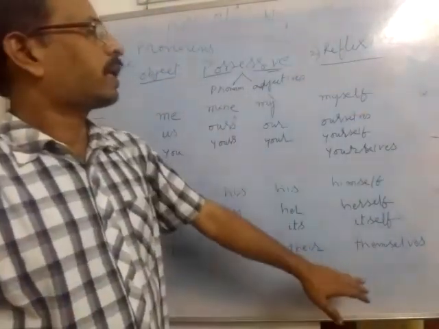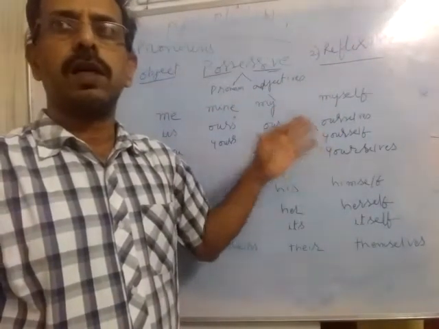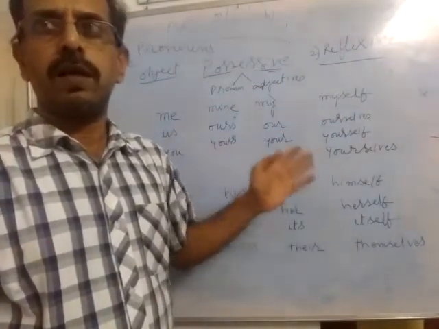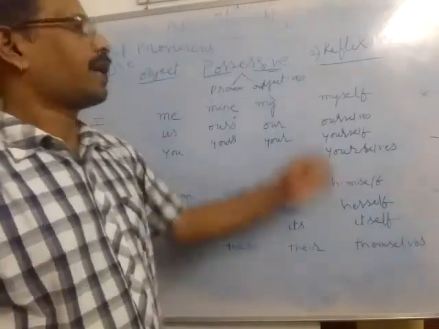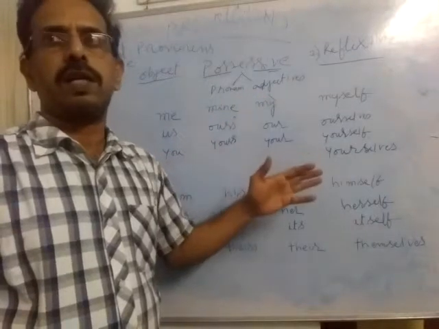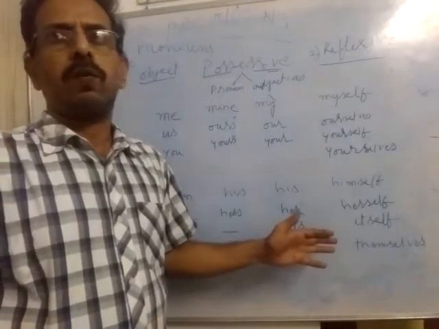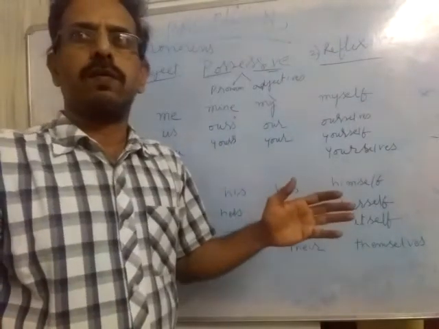So these are the reflexive pronouns: myself, ourselves, yourself, yourselves, himself, herself, and themselves. These are the reflexive pronouns. We use these reflexive pronouns to emphasize something that you have done. Okay. For example, I cooked myself.